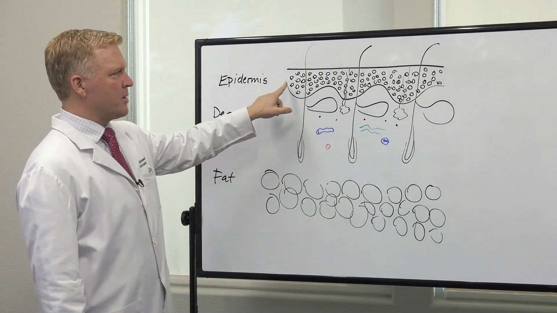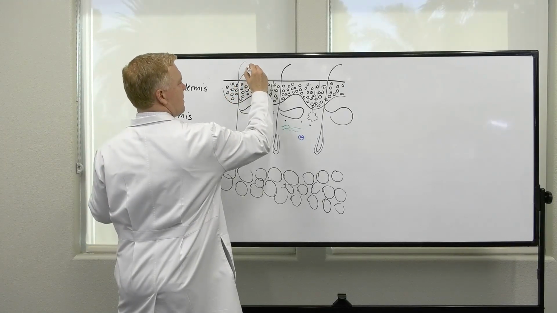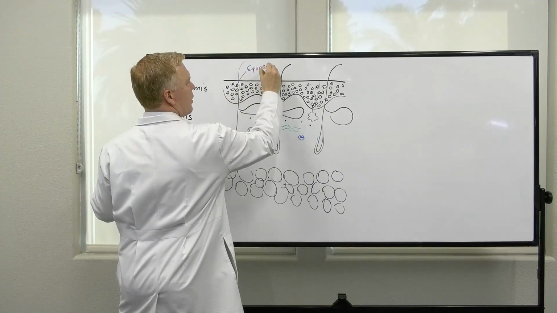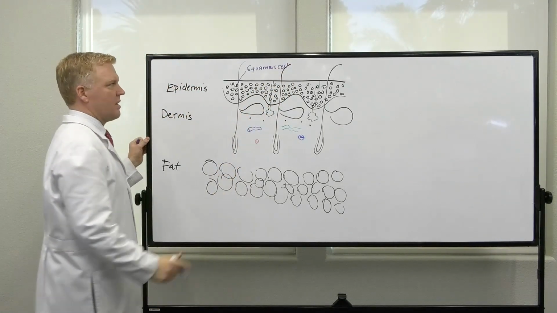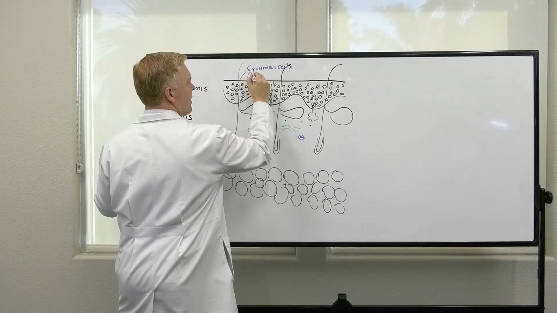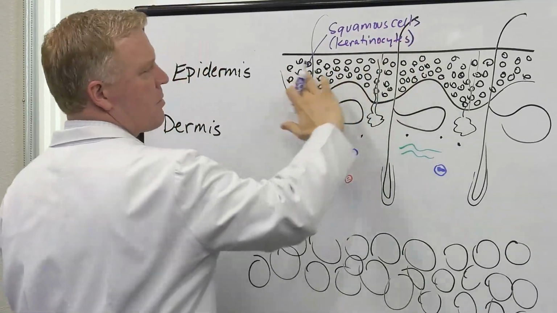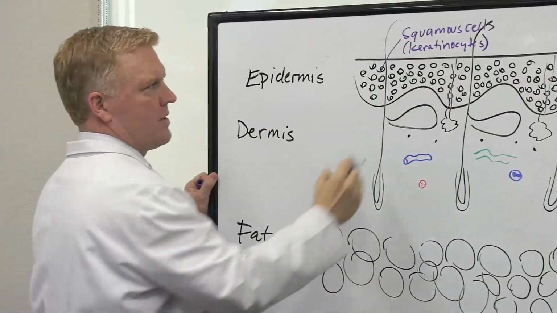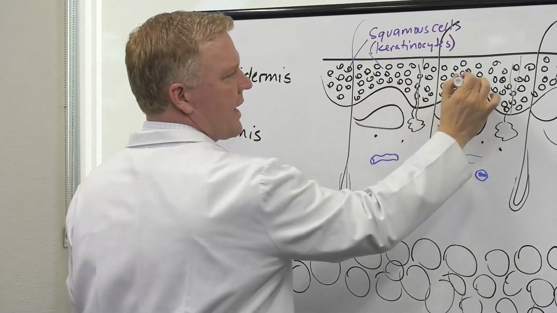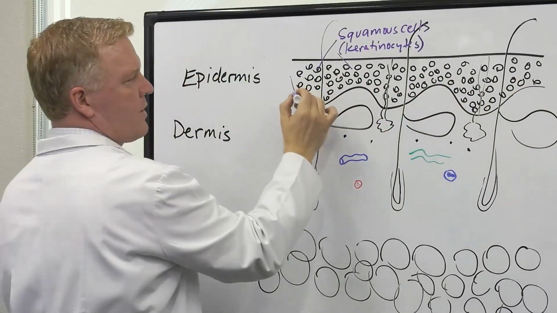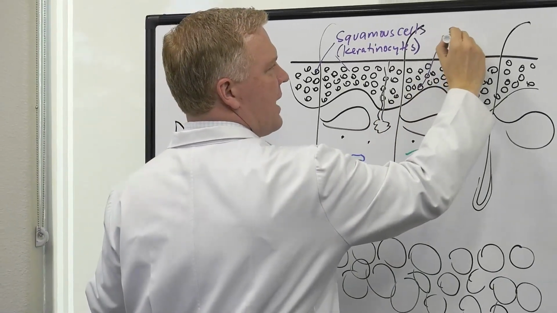We see here in the epidermis, it is made of cells called squamous cells. These are the normal sort of brick and mortar cells of the epidermis. They're also known as keratinocytes. They make up the wall of the epidermis, all of these. Here at the basal layer, this bottom layer of squamous cells, at the bottom of the epidermis, these are called basal cells.